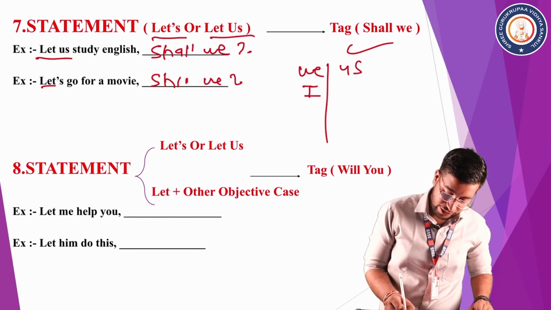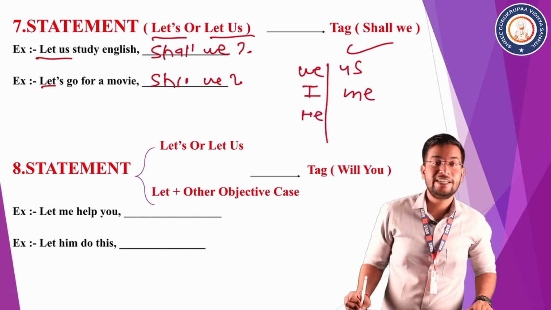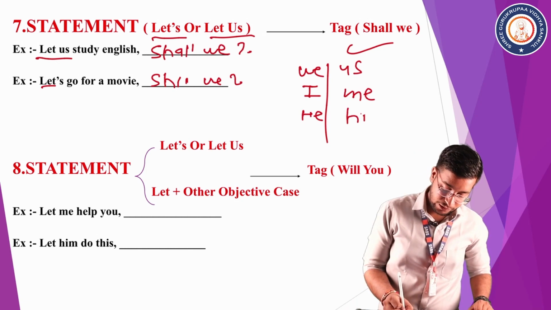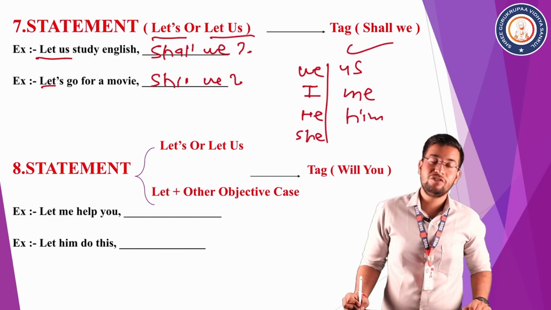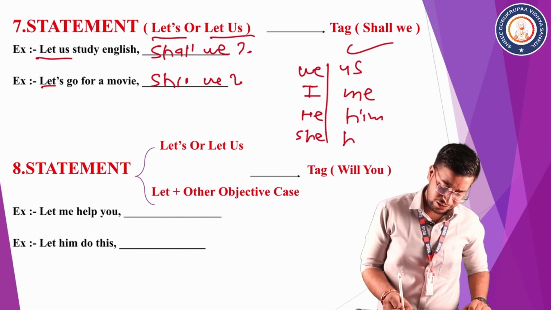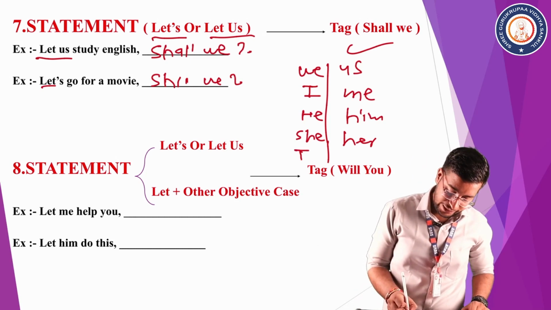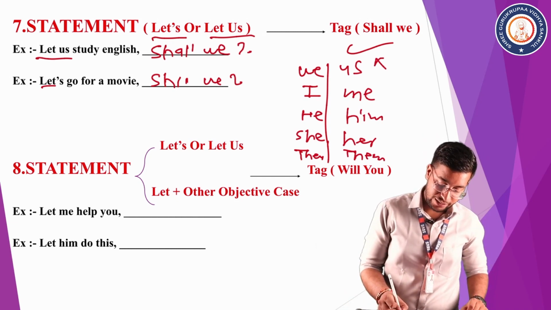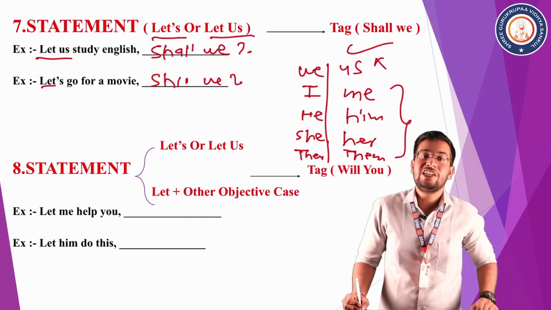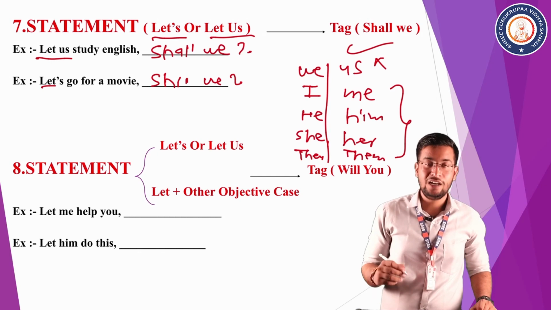I is the subjective case and its objective case is me. He is the subjective case and its objective case is him. She is the subjective case and its objective case is what? Yes, her. I think you have studied this in active and passive voice. For example, they is our subjective case and its objective case is them. So our rule number 8 says if it is not us and other objective cases are used, for example, let me, let him, let her, let them.